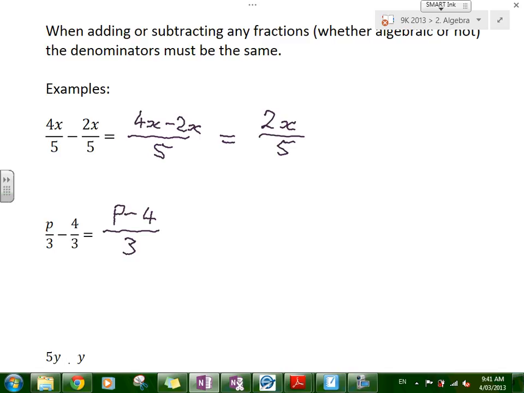So it's simply that if the denominator is the same, combine it into one fraction. If the numerator can be simplified, you simplify it. If not, you just leave it as an expression. So in this case, p minus 4. We just leave it.